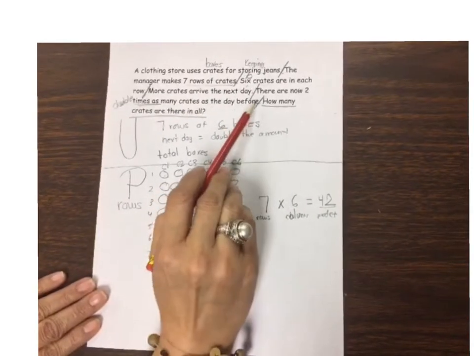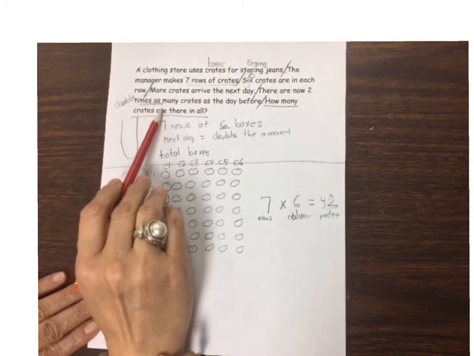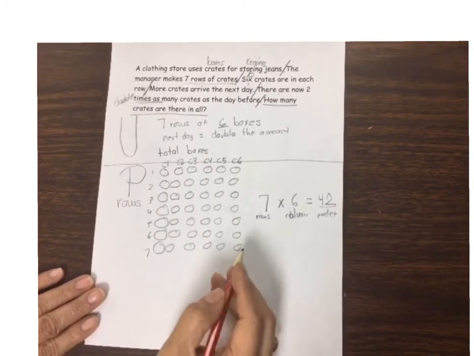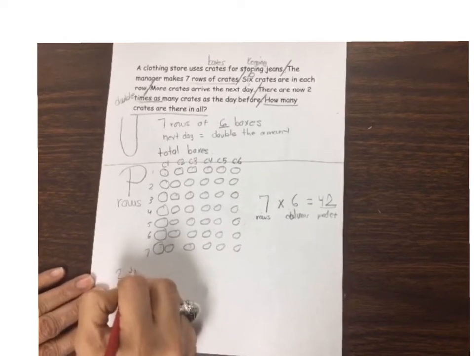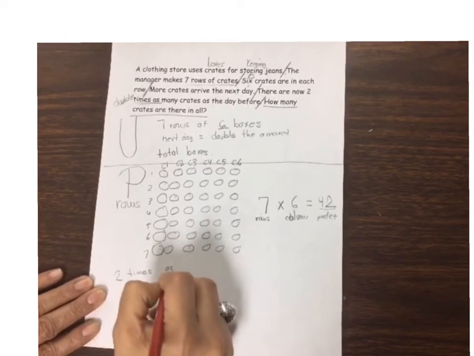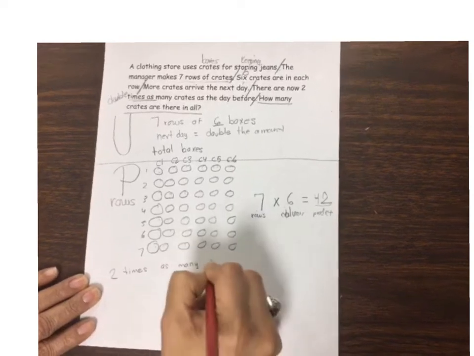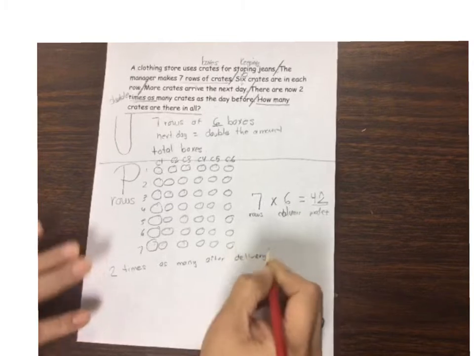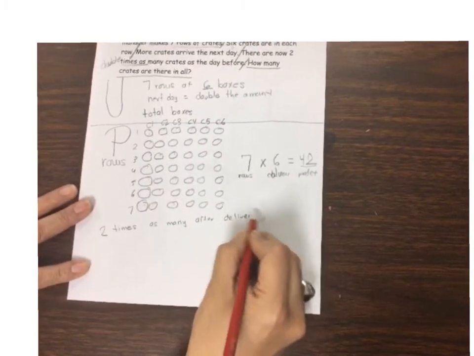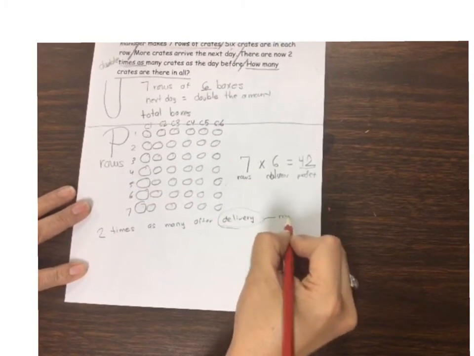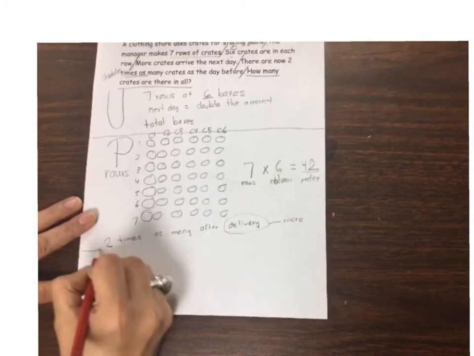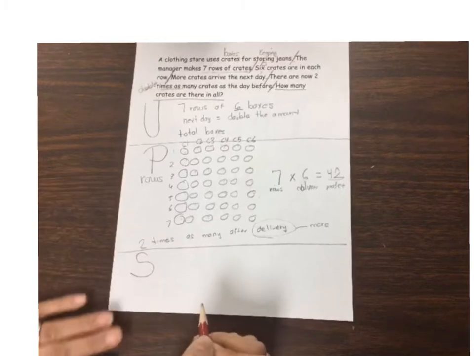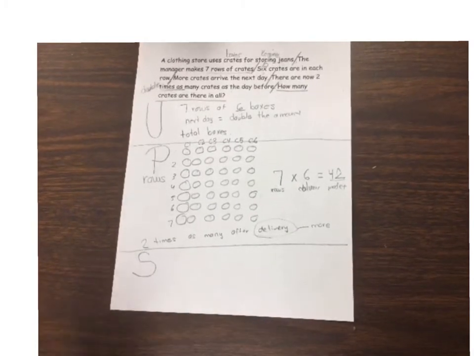But the problem said there are now 2 times as many crates when they had a delivery. So 2 times as many after delivery. Do we know what delivery means? They got more boxes. So let's go ahead and solve. S for solve. Let's do our math. What math do I need?